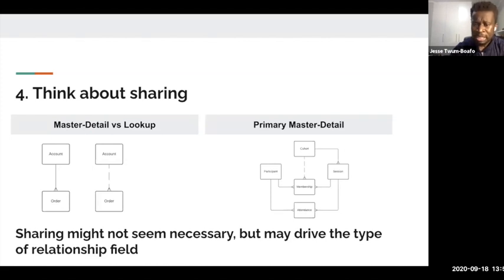So think about sharing. It may drive the type of relationship that you would use in terms of master detail versus lookup, but it also determines which relationship you create first. Do you create the membership master detail to the participant, or do you create it master detail to the session first? Because that would be the primary master detail. So think about sharing. That's tip number 4.